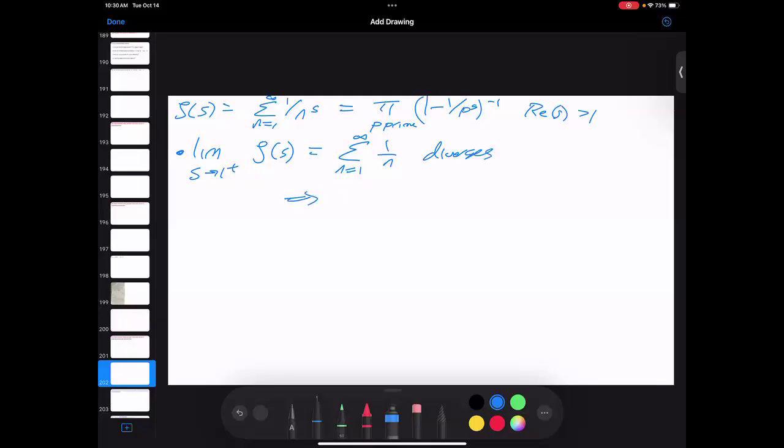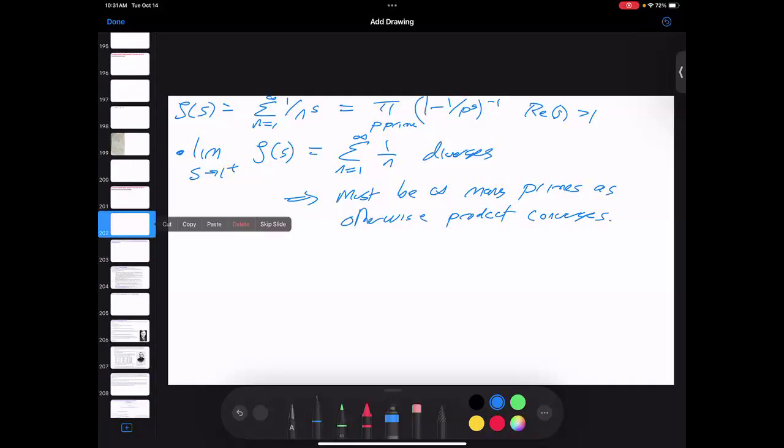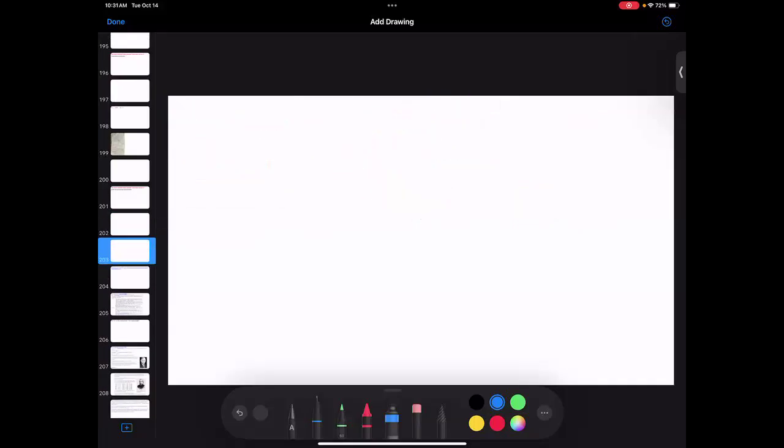Therefore, there must be infinitely many primes, as otherwise the product converges. All right. Given that people don't seem to remember that it diverges, let's quickly show that it diverges. So the harmonic series diverges.